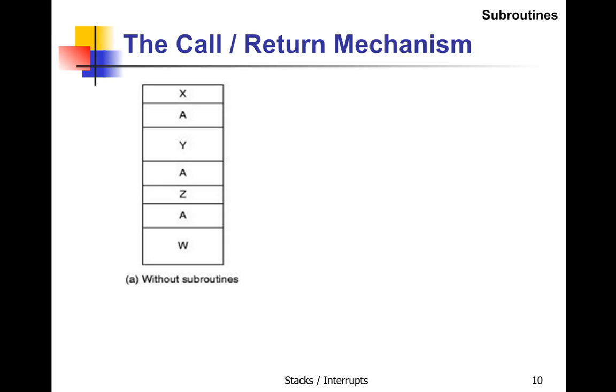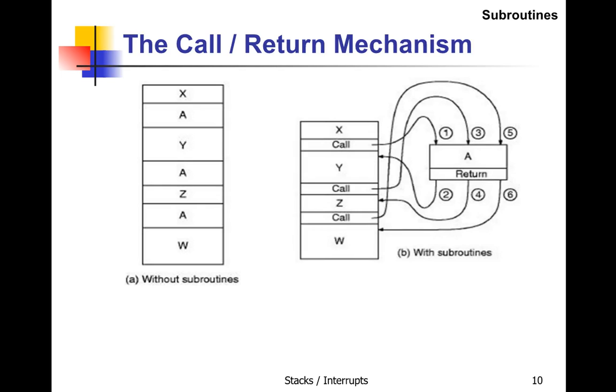So without subroutines, you have this program over here. First you do task X, then task A, then task Y, then task A, then task Z, then task A, then task W. Notice that task A got called 3 separate times, or got done 3 separate times. You could replace task A in line like that with a subroutine. And it would kind of work like this.